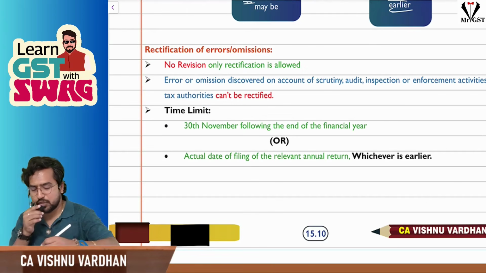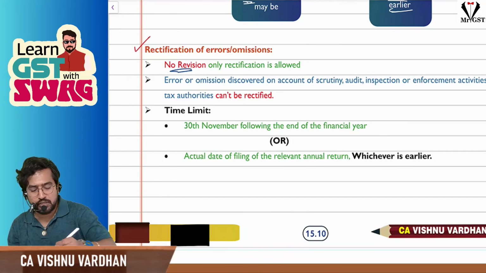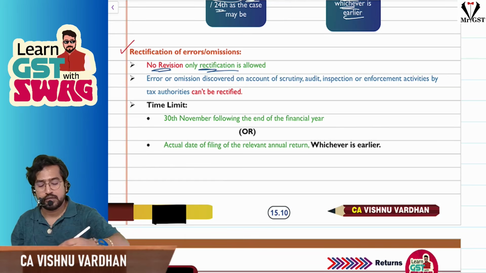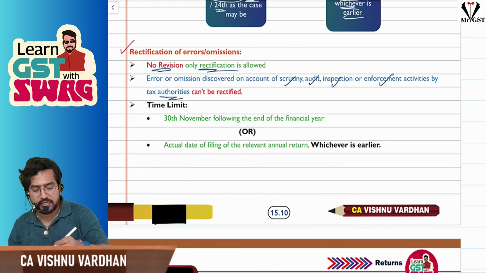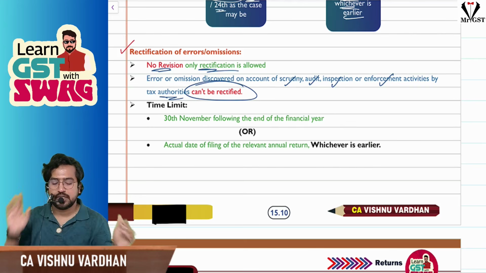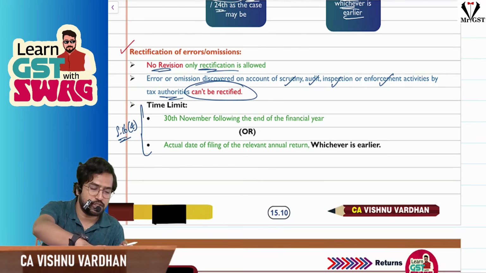Rectifications: any errors or omissions committed, can you revise that? Revision is not possible, sir. That can be rectified in the next return. But any mistakes or omissions identified during scrutiny, audit, or inspection or enforcement activities by tax authorities can't be rectified. Same thing we have seen even in TCS also. What is the deadline for rectification? Section 16 subsection 4 limit. So that we have seen.